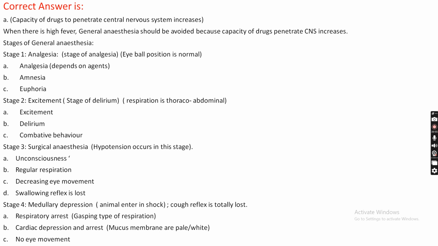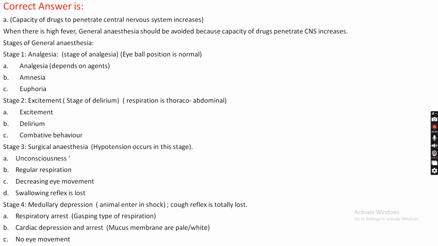Here, let's see the different stages of general anesthesia. Stage 1 is characterized by analgesia, that is, pain relief conditions. At this condition, eyeball position is at the normal place, and it is characterized by amnesia, a slight loss of memory, and euphoria. Similarly, stage 2 is characterized by the stage of excitement or stage of delirium. Delirium means confusion. In this stage, respiration is thoraco-abdominal, and the animals show combative behavior, like fighting behavior.